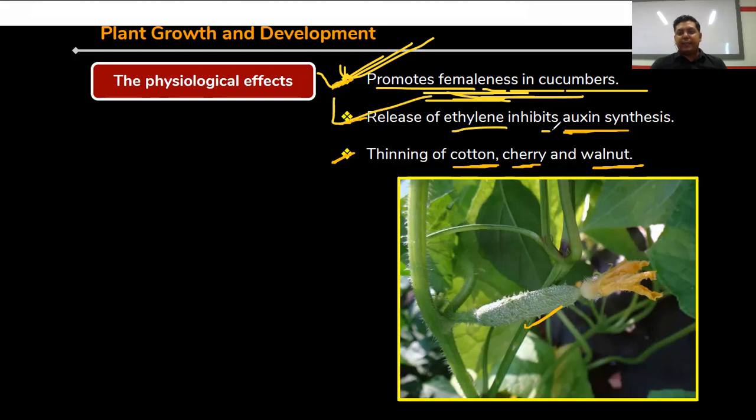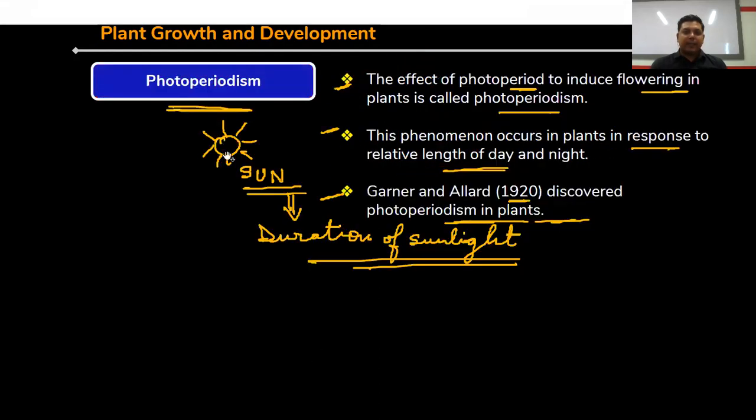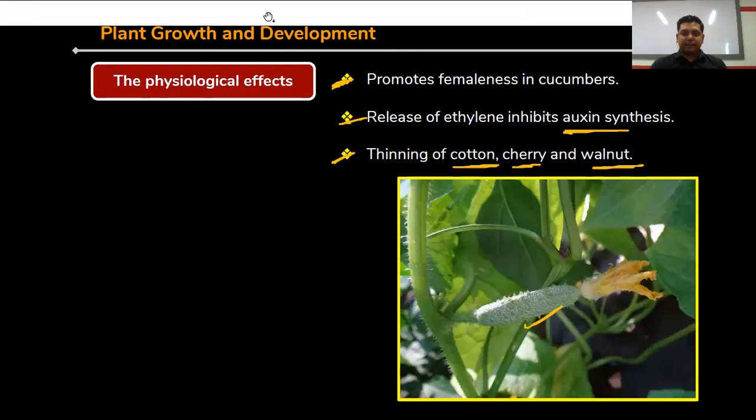The release of ethylene inhibits auxin synthesis. Clear? So the release of ethylene inhibits auxin synthesis. So sometimes it is also involved in the inhibition of auxin synthesis or auxin production, and in thinning of cotton, cherry, and walnut. These are other important functions of ethylene. Clear? That's all. This is all about the five types of plant growth regulators, their discovery, their production sites, their functions. These are important for your exam.